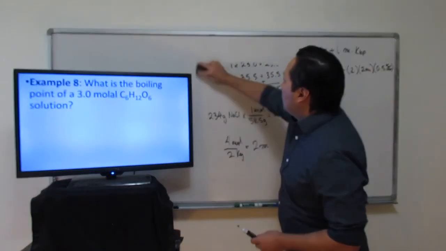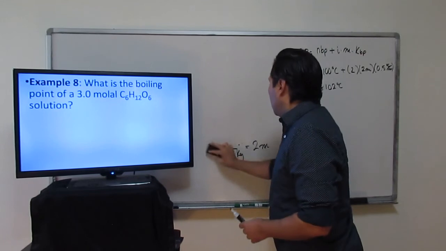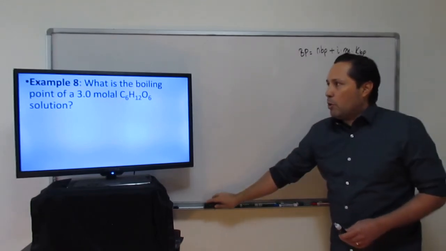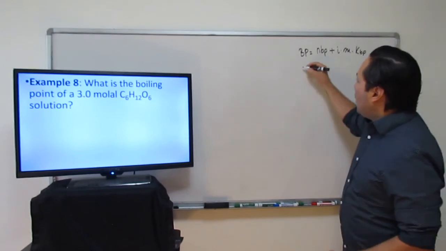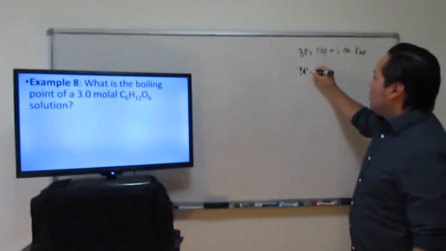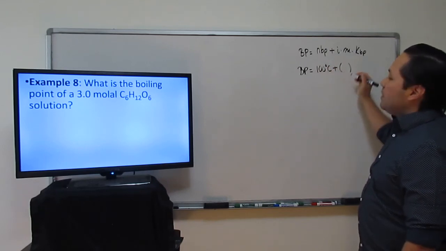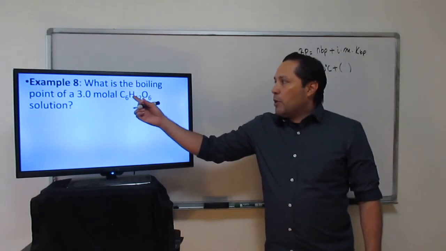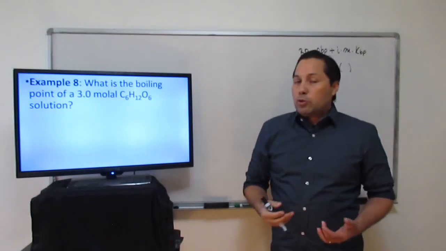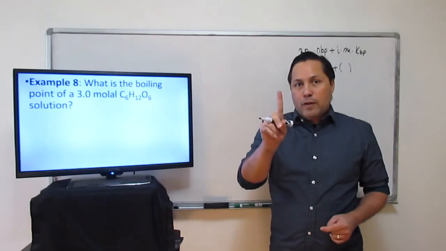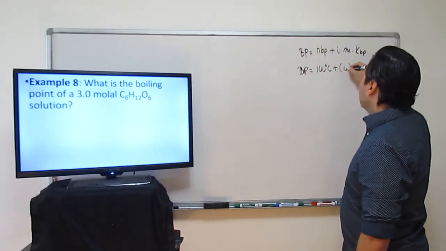So let me erase the previous problem. And again, they gave us a molality, so now we can start from this point. First of all, our elevated boiling point is equal to the normal boiling point of water, 100, plus i. In this scenario, carbon, hydrogen, and oxygen are all non-metals, so they have a covalent bond holding them together. So it's going to be just a factor of 1 for the van 't Hoff factor.